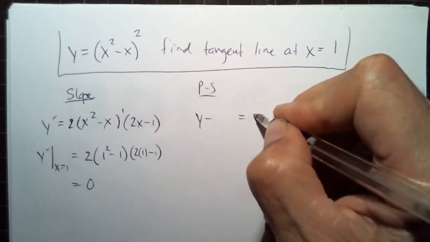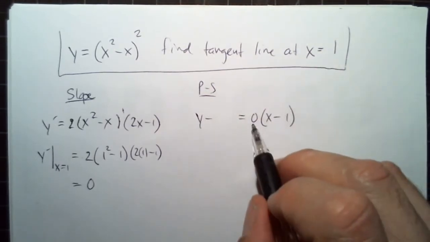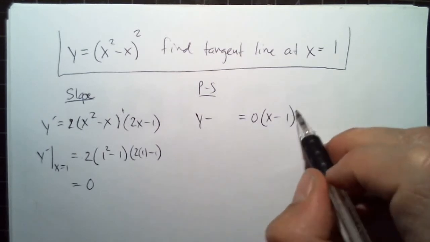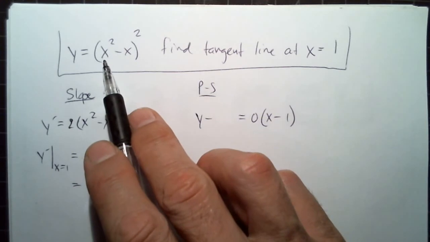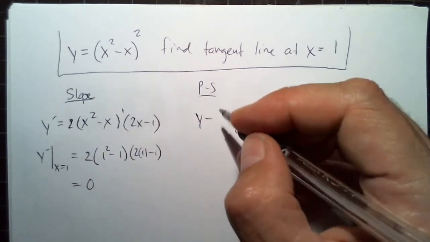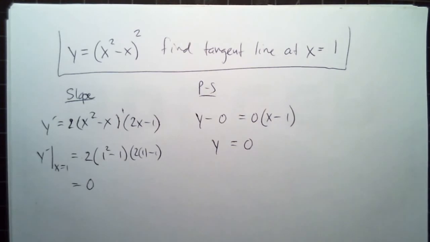y minus y1 equals 0 times (x minus x1). Slope and a y value, or x value. We need the y value at 1. If you put a 1 there, 1 minus 1 is 0, and we end up with y equals 0 for the equation of the tangent line.